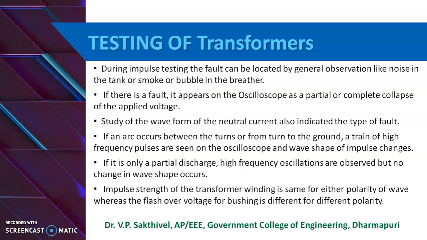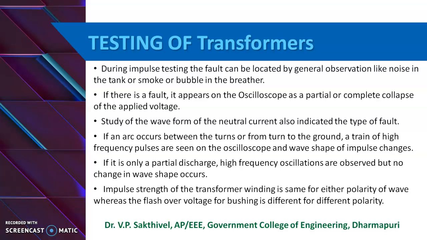If there is a fault, it appears on the oscilloscope as a partial or complete collapse of the applied voltage. And the waveform of neutral current is also indicated in that CRO based on the type of fault. If an arc occurs between the turns or from turn to the ground, a train of high frequency pulses is seen on the oscilloscope and the waveform of the impulse changes.